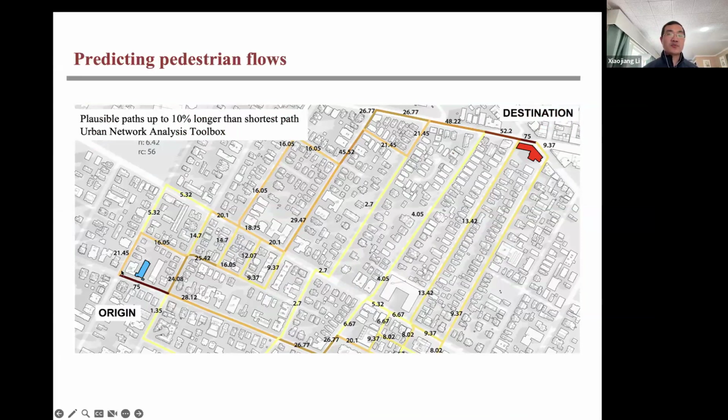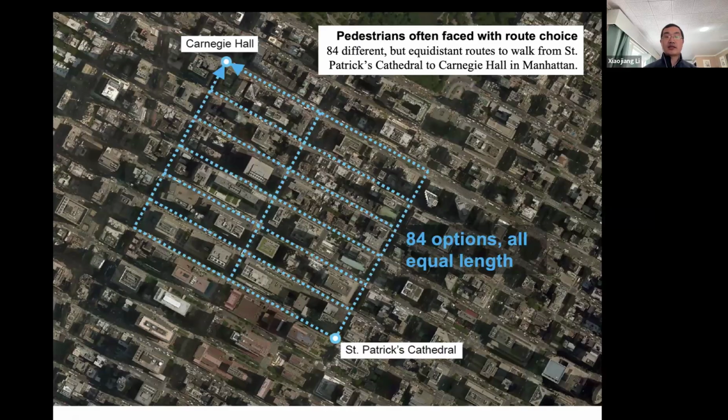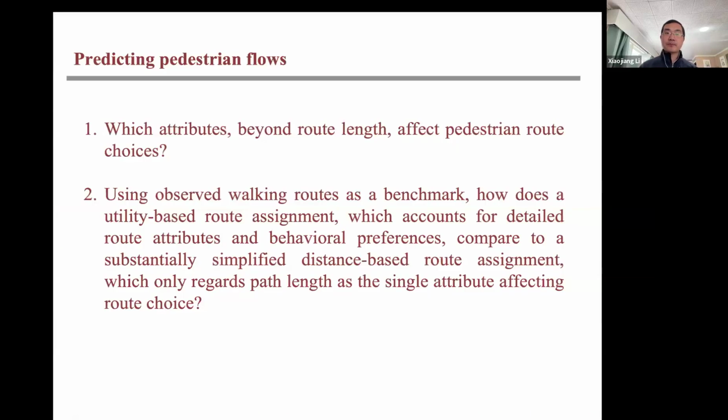For example, from origin to destination, theoretically you get many, many possibilities. You can take different routes. But you may ask, which route do people prefer and why? In other words, can we predict people's preference from one place to another? Here theoretically there are 84 options, all of equal distance. Sometimes distance itself cannot explain everything, so you probably also need to consider other street-level features. In this case, we want to check what kind of streetscape features may impact human preference, and whether we can really make a prediction based on that.